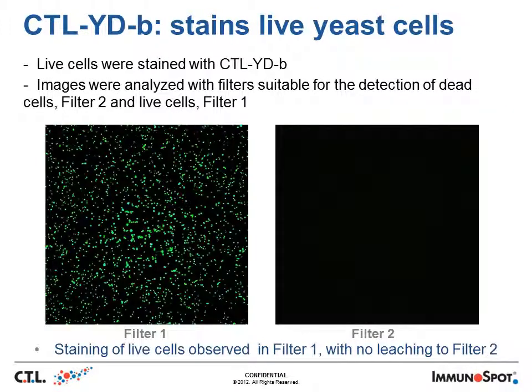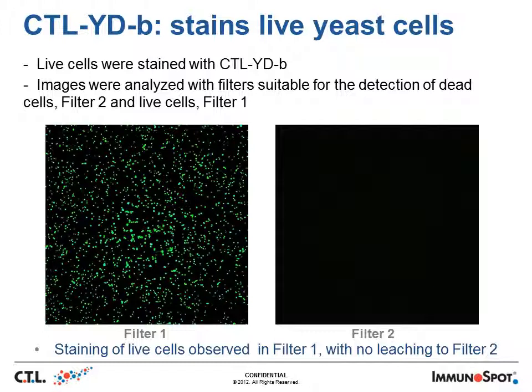The same was true when we stained live cells with the CTL-YD component B, which is used for the detection of live cells. Again, we observed distinct signal from the image captured with the filter suitable for live cell detection, and no signal leaching into the filter suitable for the detection of dead cells. We can image both live and dead cells unambiguously with the use of these two filters.